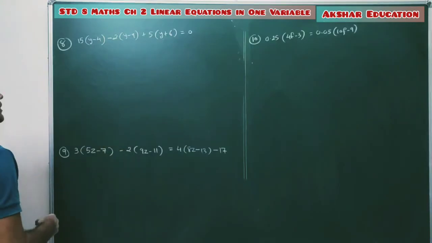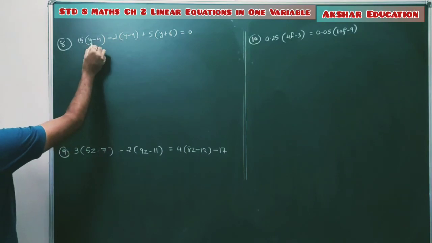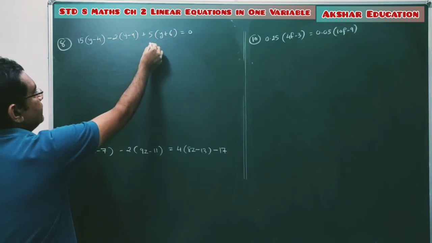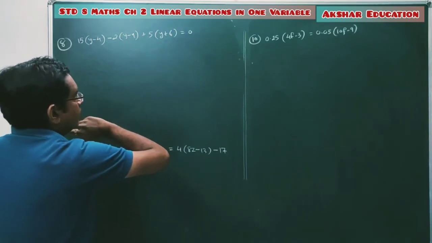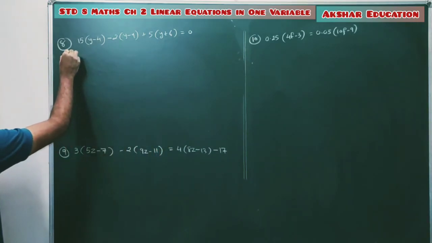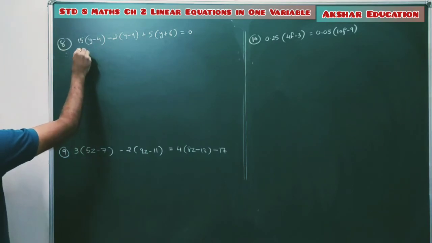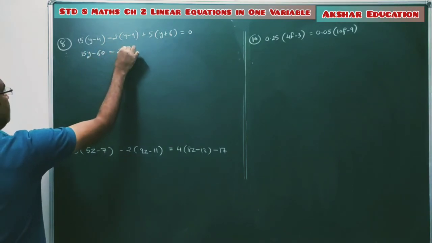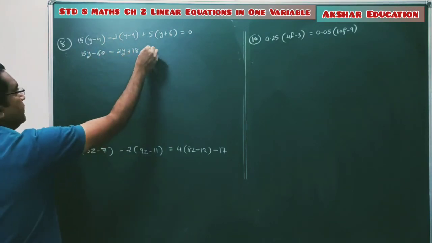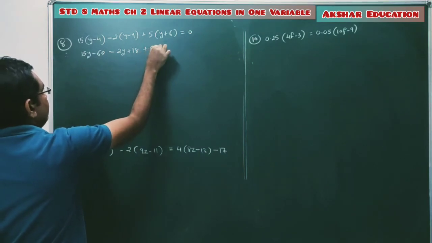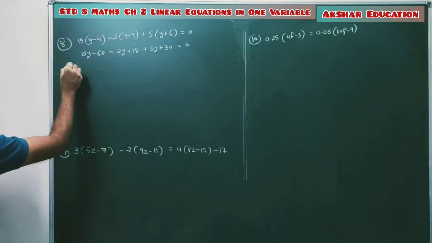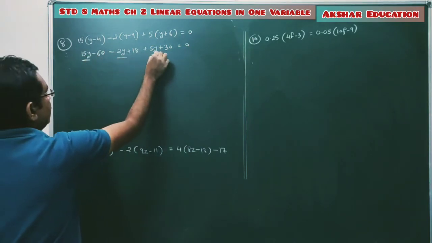Now question number 8. So here we are given 15 into y minus 4 minus 2 into y minus 9 plus 5 into y plus 6 equal to 0. You have to solve this equation. So for that you have to perform expansion, which is 15y minus 60 minus 2y plus 18 plus 5y plus 30 equal to 0.